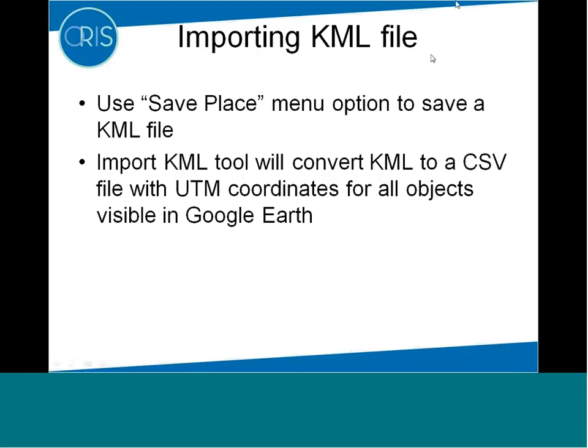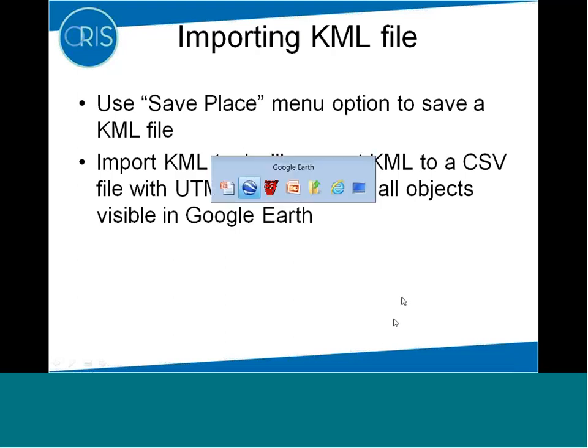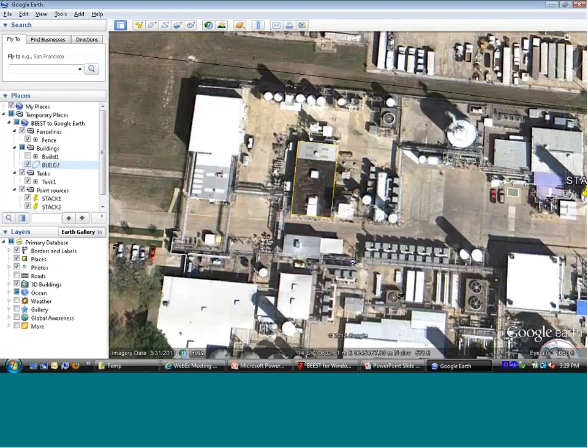And actually, one thing that I should note is that if you hide an object in Google Earth, such as our initial building, or let's say outside the fence line, it will not be converted. Only the visible objects will be, which are stacks and the new building.